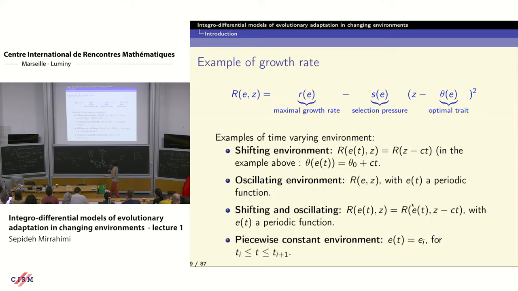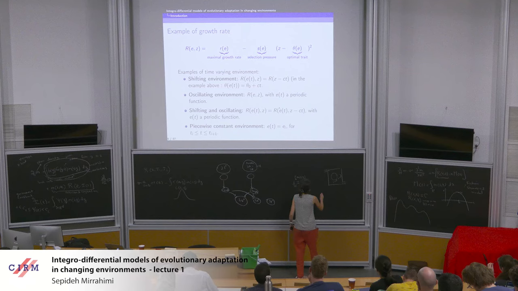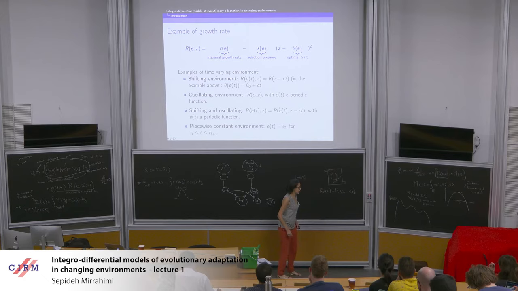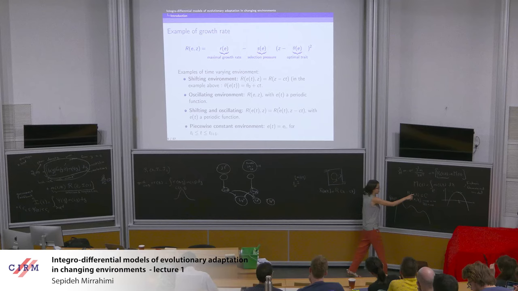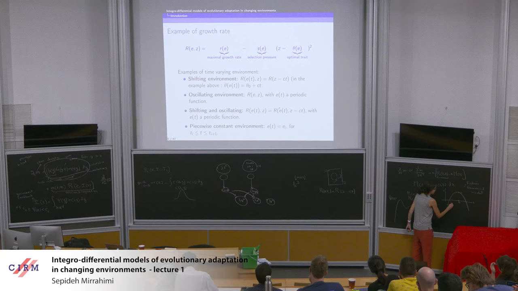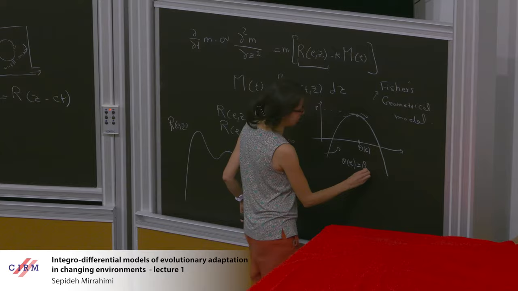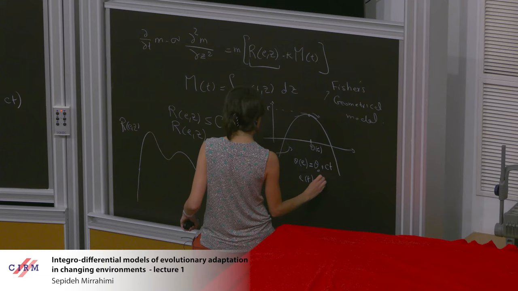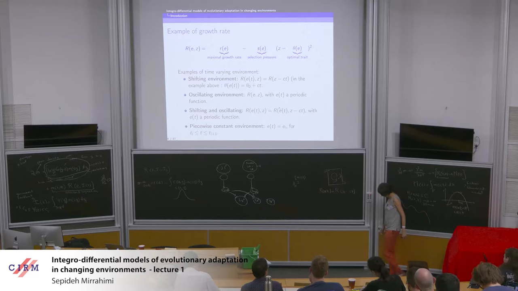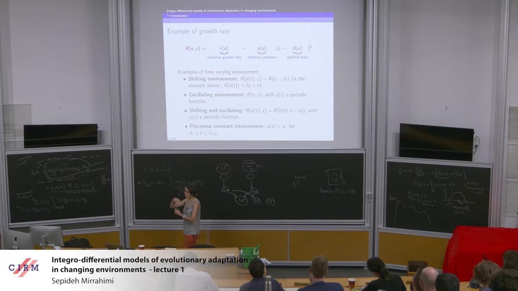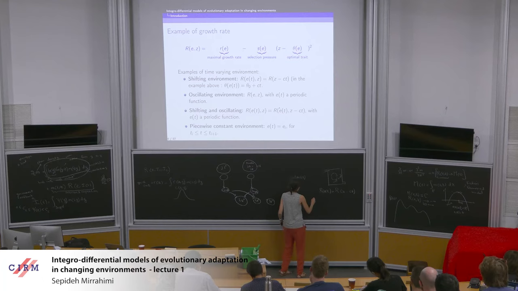And we will consider different types of environment changes. We will consider a shifting environment. So what do I mean by a shifting environment? It is when R of E of T and Z is nothing but R of Z minus CT. So in the case of the quadratic, we are not, of course, going to consider only quadratic things, but it is nice to have this example. It means that this theta of E would be theta 0 plus CT. Okay, so you can say E of T is equal to T, and theta of E would be theta 0 plus CT. It means that the optimal trait is moving with a constant speed. So if the growth rate is more general, it's like this.